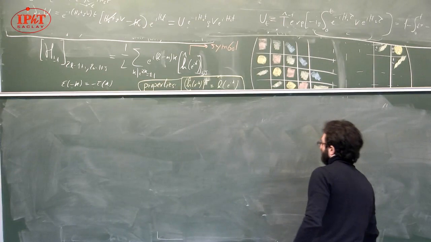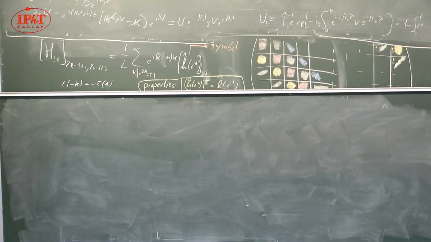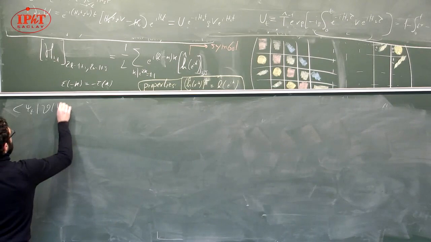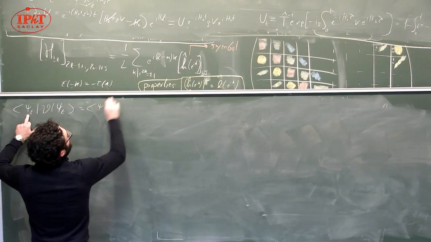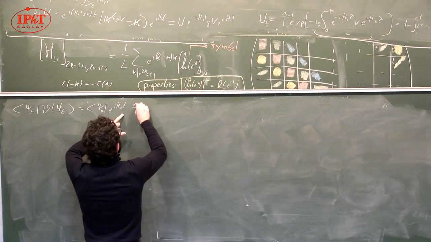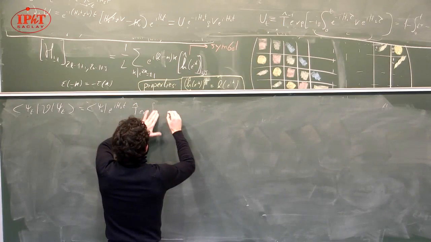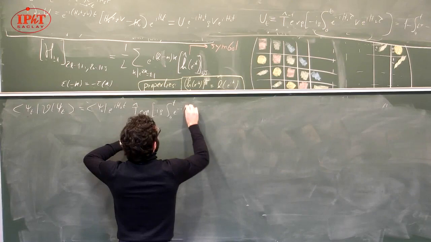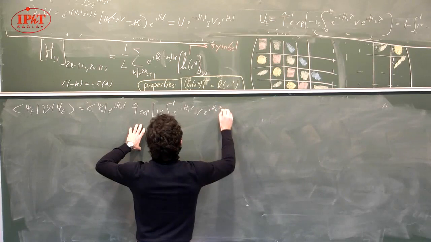Now, when we consider the expectation value of an observable, we have psi t, observable, psi t. It will be equal to, since we decided to split the time evolution in that form, psi 0, e to the i H0 t, then the time-ordered exponential of minus i g integral from 0 to t of e to the minus i H0 tau V e to the i H0 tau. And here you have the operator O.